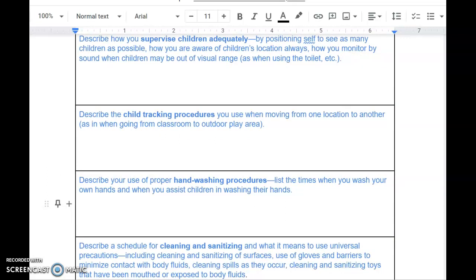Next, describe your tracking process. So when you're going from one place to another, let's say you're going outside, you're moving on to something else, you need to go to the bathroom, how are you checking to make sure you've got all of your children with you? Let's say there's a fire alarm. How are you tracking all of the kids that are there with you?